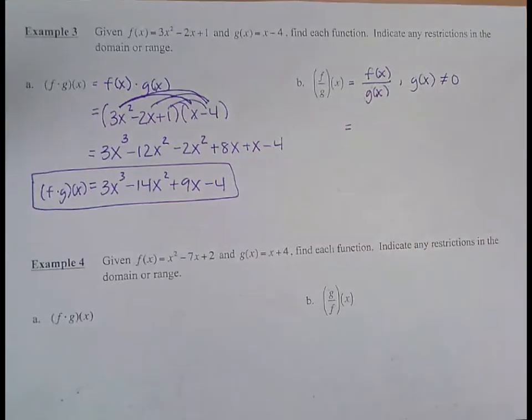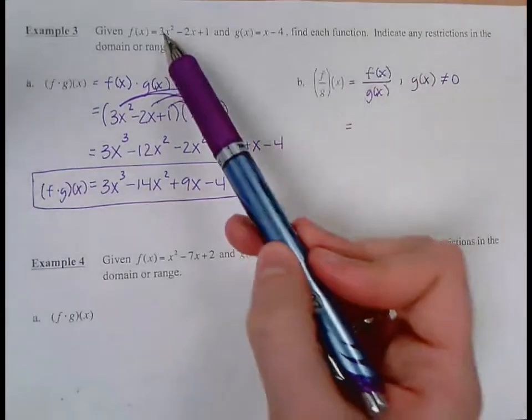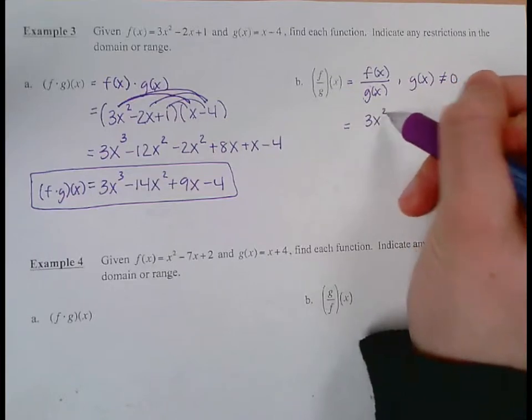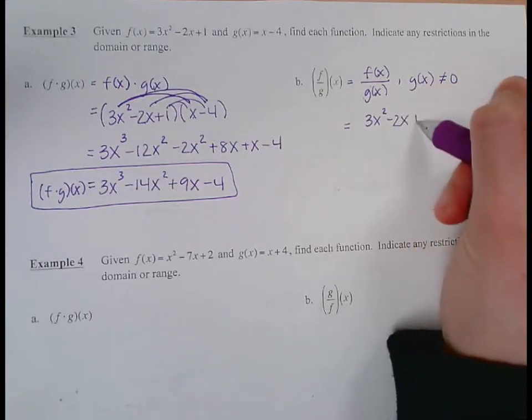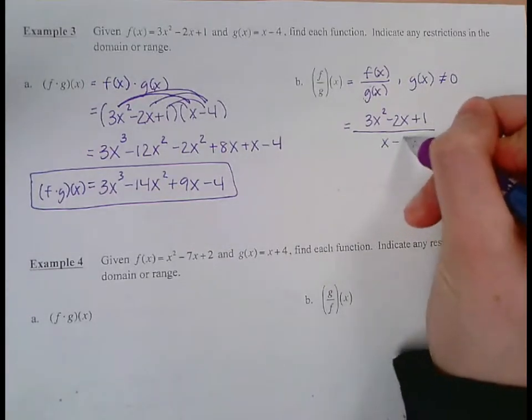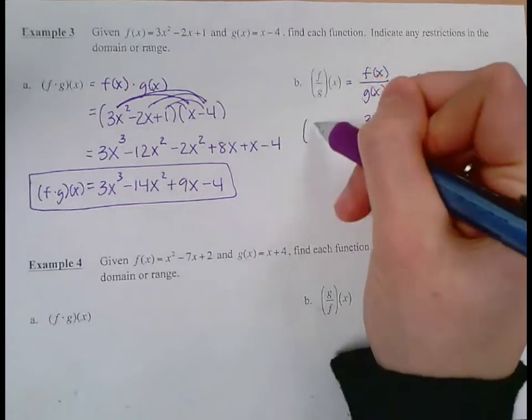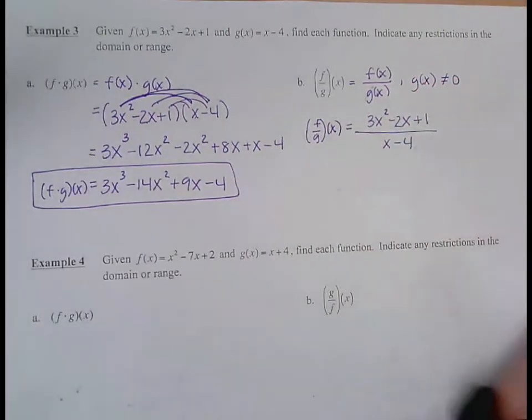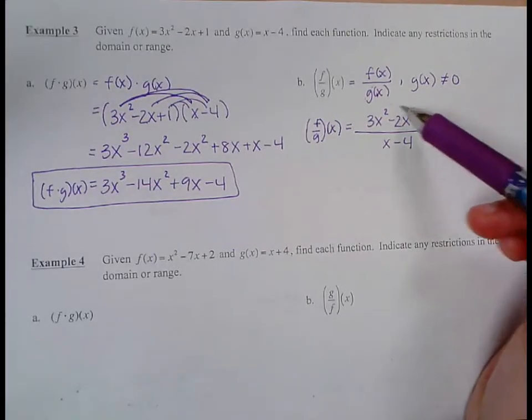So f of x divided by g of x, meaning I need f of x on the top of my fraction here. So I have 3x squared minus 2x plus 1 divided by g of x, which is x minus 4. And as I said in chapter 5, you learn long division, synthetic division, and you do not need to do either of those. You would leave your answer just like this.